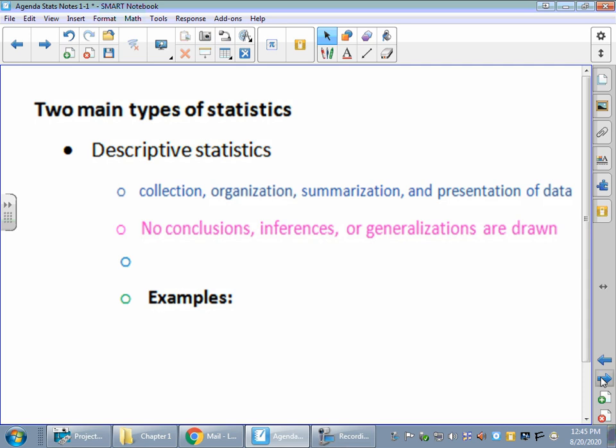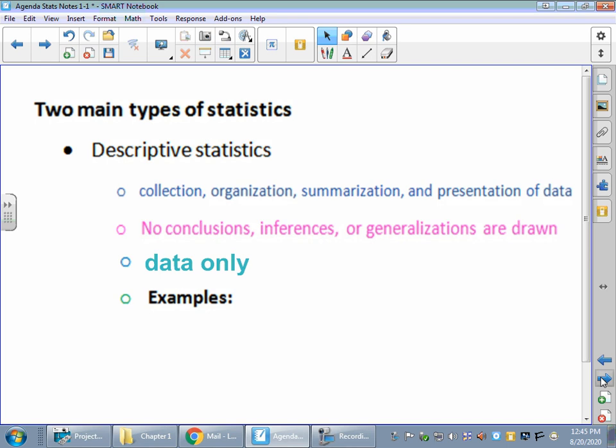So if I do a study of shoe sizes, I just show all the variation of shoe sizes of students of Marine City High. I don't draw a conclusion like, oh, kids in Marine City have big feet. That wouldn't be appropriate. It's just descriptive.